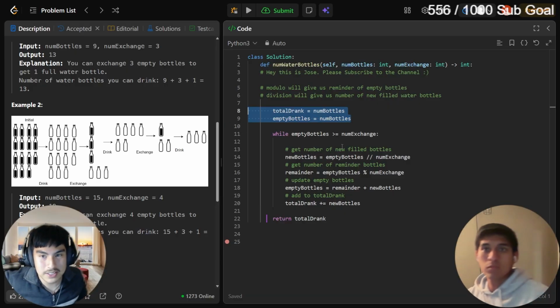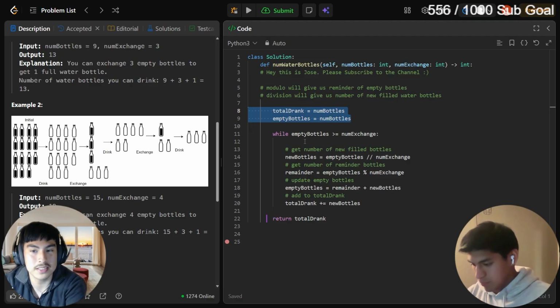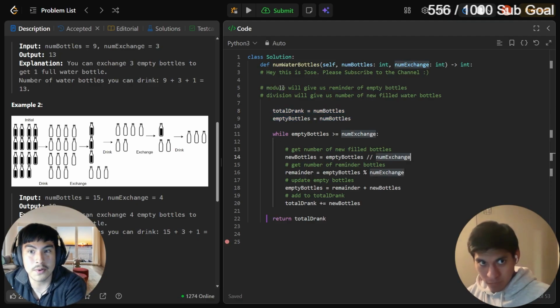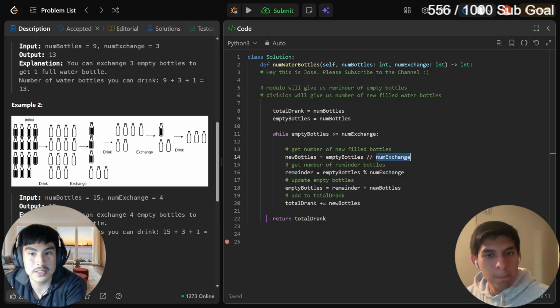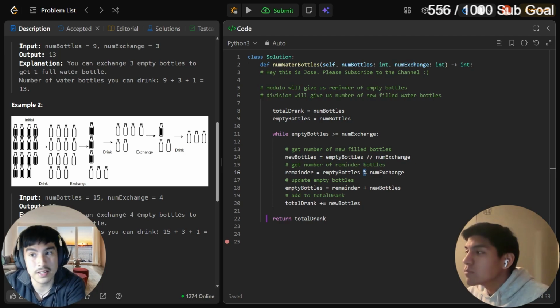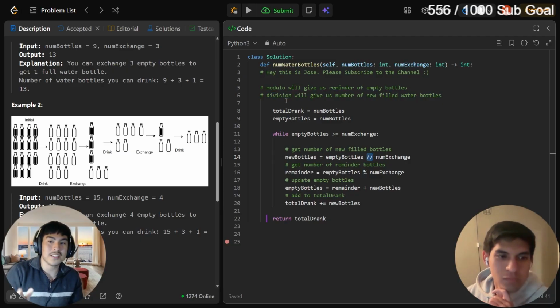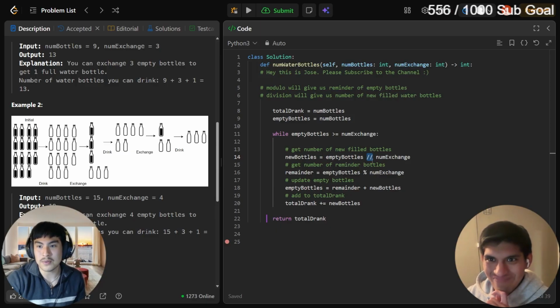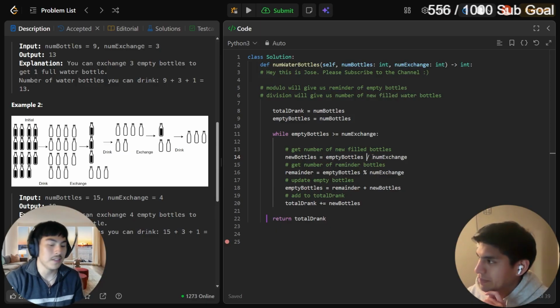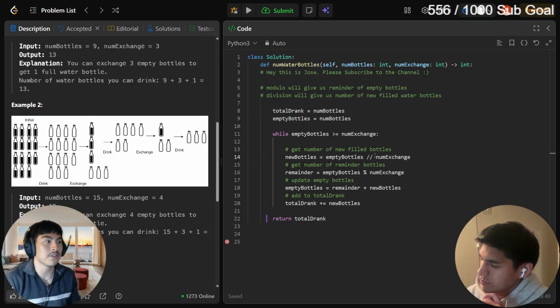And then that's when we started to use the modulo and division operations. If we want to get the remainder of empty bottles after doing the exchange, we need to do the modulo operation. If we want to get the number of new filled water bottles, we need to do the division operation. And it's not truly the division operation, it's the floor division operation since we're using these 2 slashes right here. If you had 1 slash, it would give us a decimal value. But since we do 2 slashes, it gives us the floor of that.